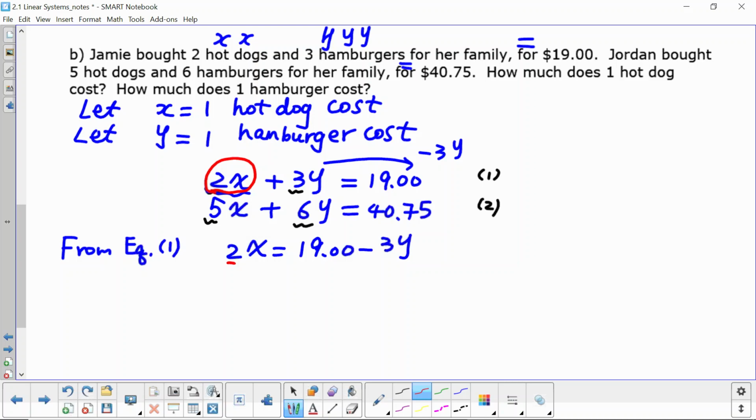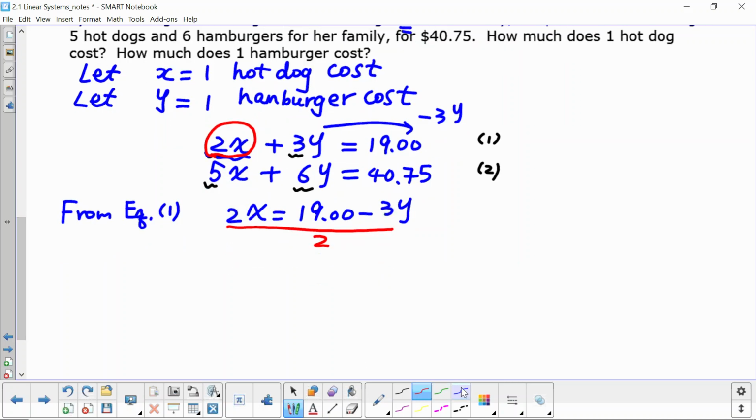We don't want to see the 2, so we divide 2 to both sides. You will have 2 divided by 2 is 1x, then 19 divided by 2 gives you 9.5, then minus 3 divided by 2 is 1.5y. Then you have x by itself this time.